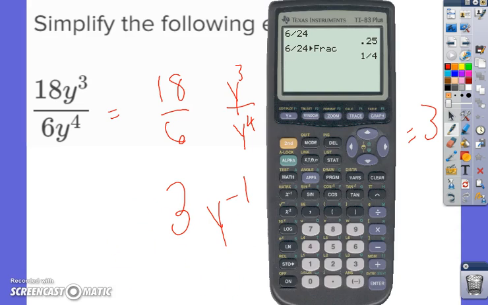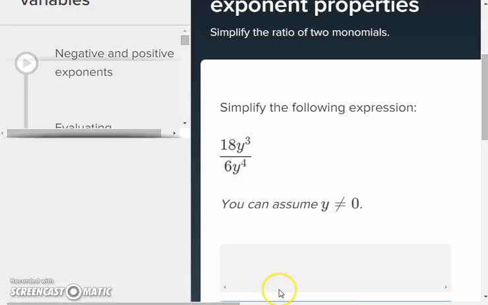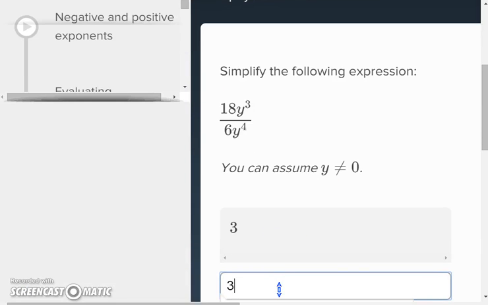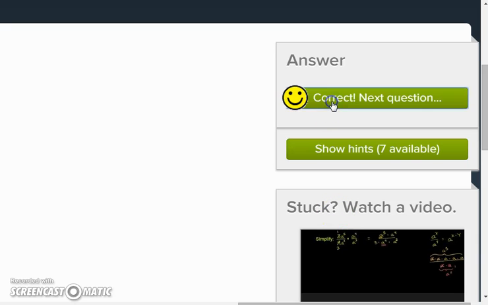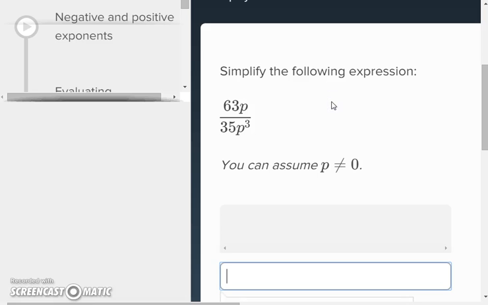And if I wanted to use my calculator to simplify that, I would again type in 18 over 6 and turn it into a fraction, but it's not a fraction, it's the number 3, which makes sense because 18 over 6 is 3. And then 3 minus 4 was negative 1. So now we're ready to type that in. 3 comes from the 18 and the 6, space, y caret negative 1. Hopefully it will accept that. Yes, it did. Okay, let's do one more.